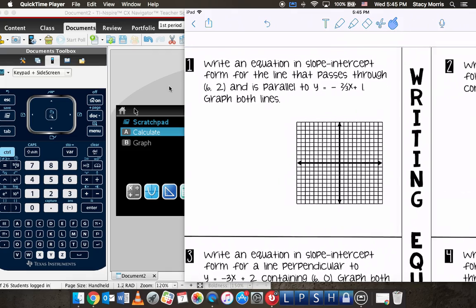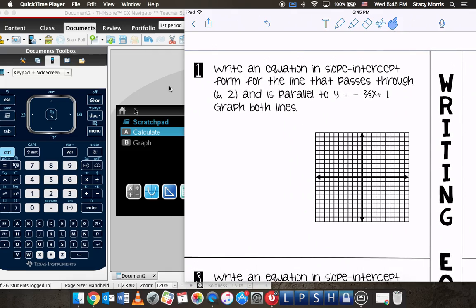Okay, so this is going to be day 2 of practicing parallel and perpendicular lines. So we're just going to start with number 1. It says write an equation in slope-intercept form for the line that passes through (6, 2) and is parallel to y equals negative 2/3 x plus 1. And then graph both lines.